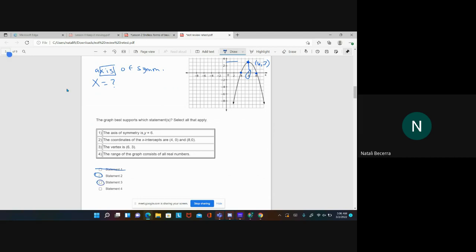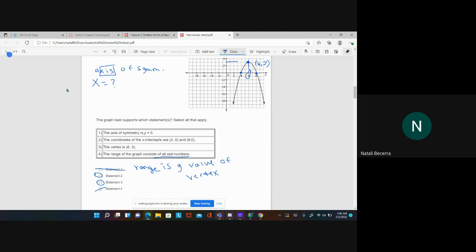And then the last one, the range of the graph consists of all real numbers. Remember, they try to trick you again. They said range is all real numbers. We know that domain is always all real numbers. Range is not, right? Range is the y value of the vertex. So this is also wrong. So the only two true statements were 2 and 3.